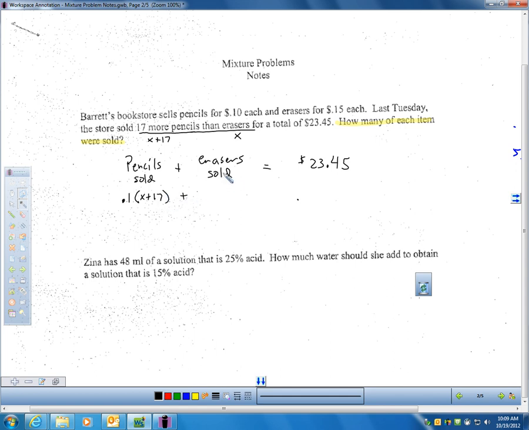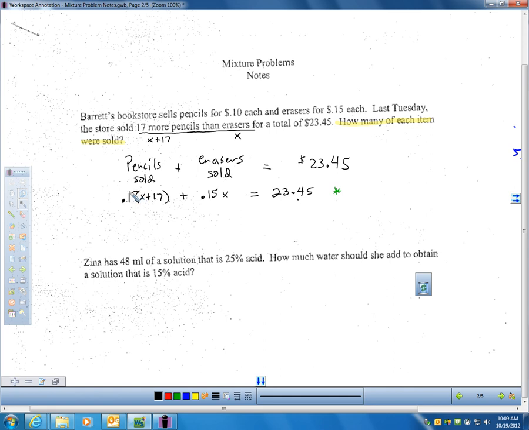Plus, it's 15 cents times the number of erasers I sell. And that amount is supposed to be $23.45. Well, if you can get to here, I'll put this in green. If you can get to here, you're probably going to be in great shape, because now all we have to do is distribute and solve. So let's do that. I should say distribute, simplify, and solve.